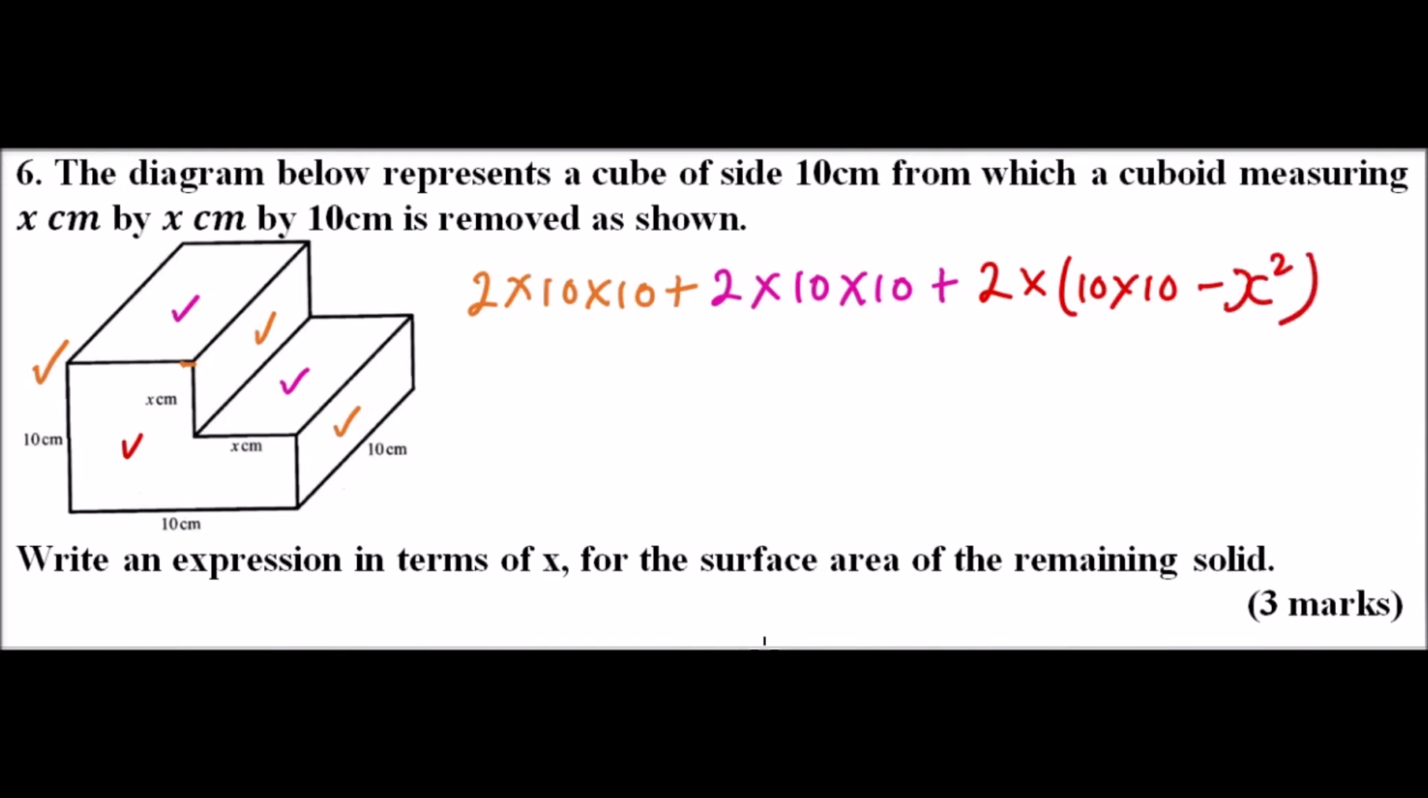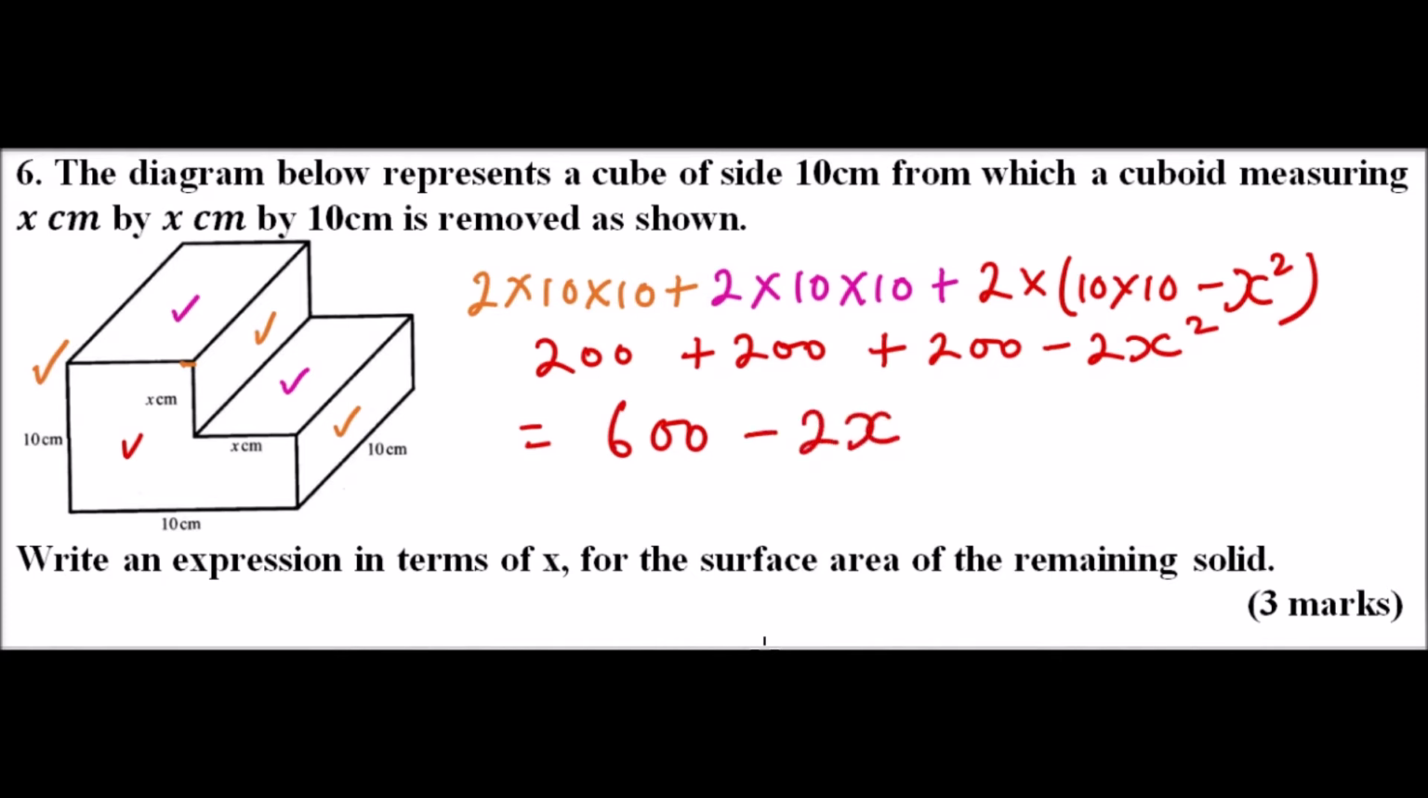And therefore, when you simplify, this is 200, plus this is also 200, plus this is 100, so it is 200 minus 2x squared, which equals 600 minus 2x squared. So the surface area is represented by that expression when we have a cuboid removed measuring x centimeter by x centimeter. So that's how you work out that question.